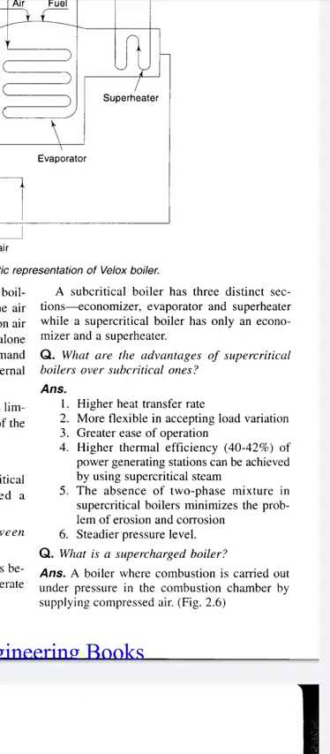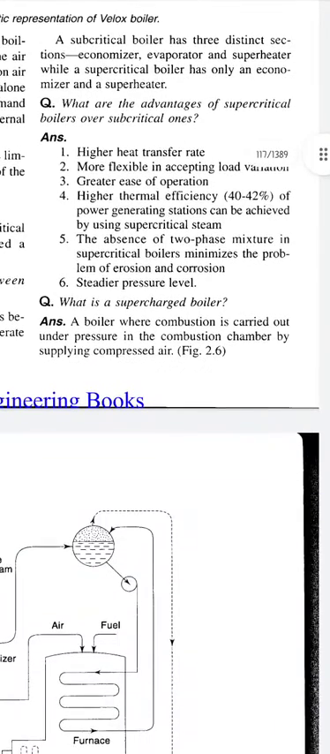Next question, what is a supercharged boiler? Answer, a boiler where combustion is carried out under pressure in the combustion chamber by supplying compressed air.